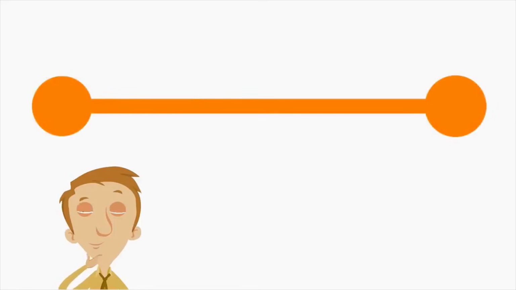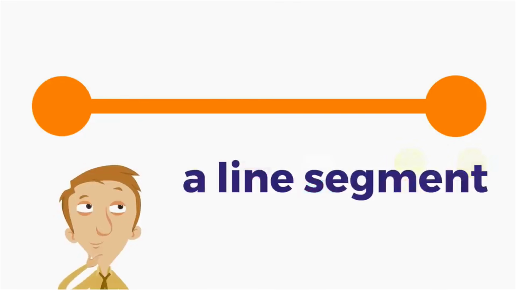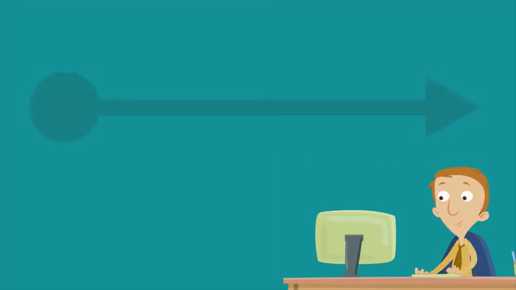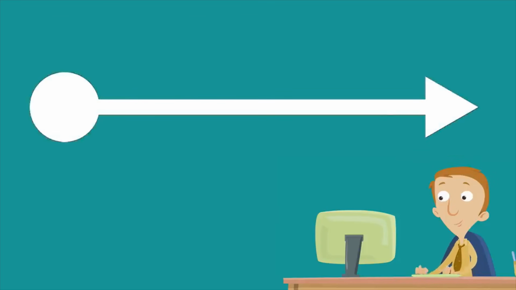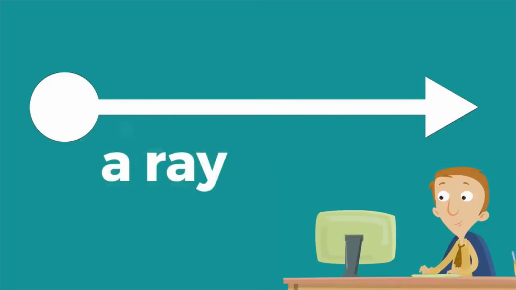All right, what do you see here? What is this? Yeah, a line segment. Fantastic! How do we know it's a line segment? It has 2 endpoints. This is definitely a line segment. Great job. Okay, what do you see here? What is this? A ray. Awesome. How do we know it's a ray? Yeah, it has an endpoint and an arrow.